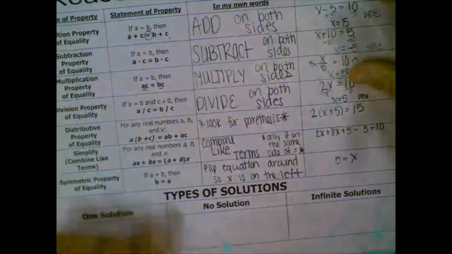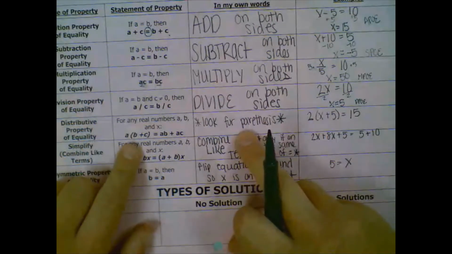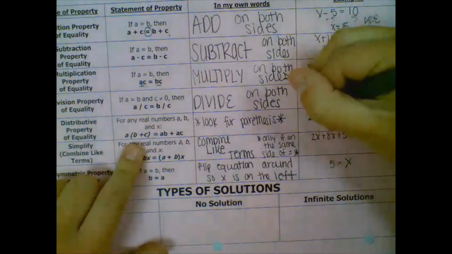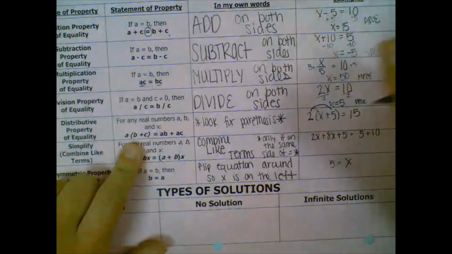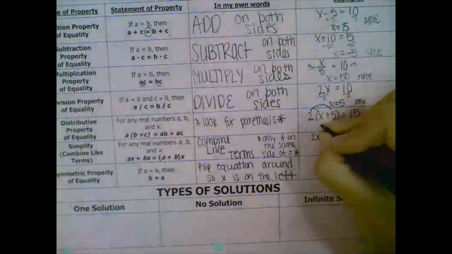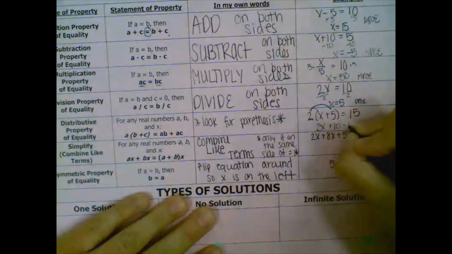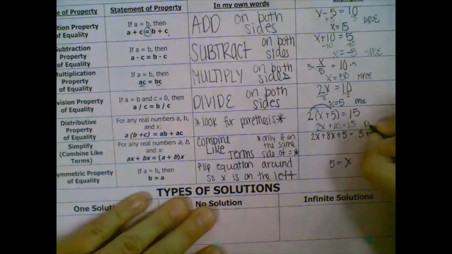Now, some other ones you already know: distributive property. This is where you look for parentheses, and distributive property just means we are allowed to multiply into a parentheses. When I distribute, I get 2 times x, which is 2x, plus 2 times 5, which is 10, equals 15, and that is the distributive property.